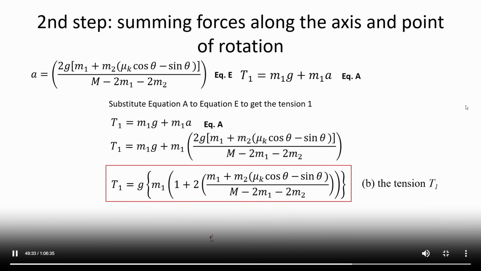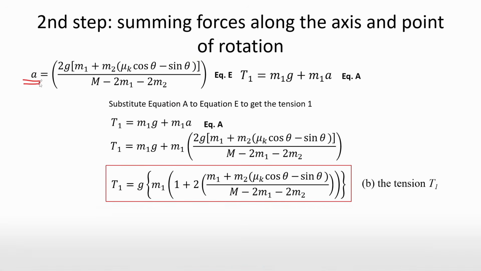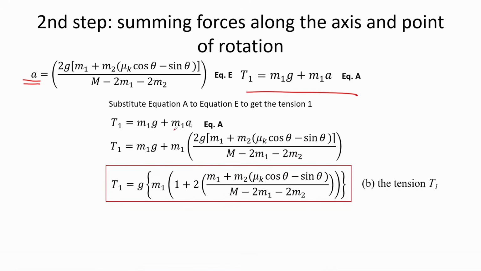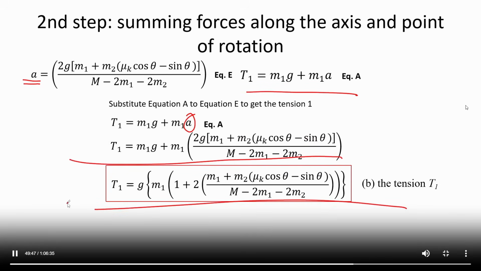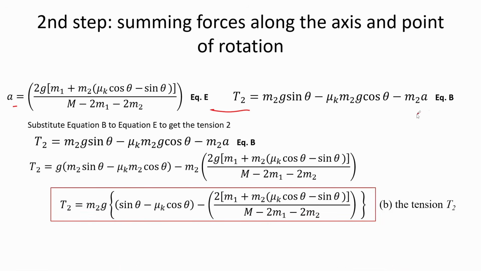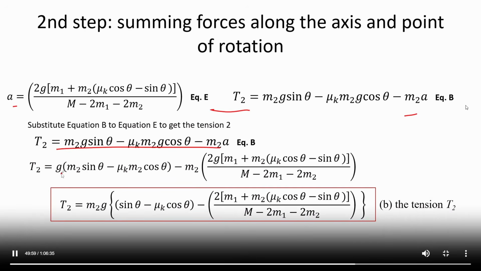Then, to solve for tension 1, we use the solved acceleration from equation E and substitute it into equation A. So tension 1 is equal to m1g plus m1a. Substitute here and you get this long equation. This is tension 1. Similarly, for tension 2, we use the same acceleration, substitute it here, and you should arrive at something like this. It is not really difficult, just long. You have to be careful with the variables.